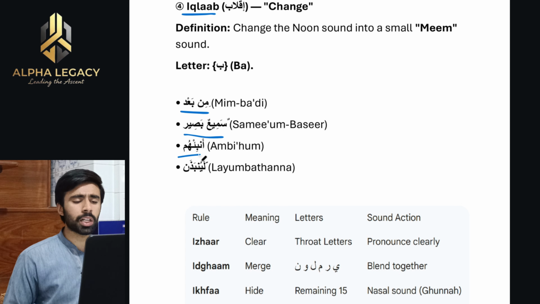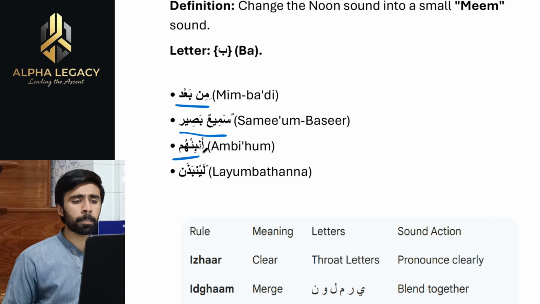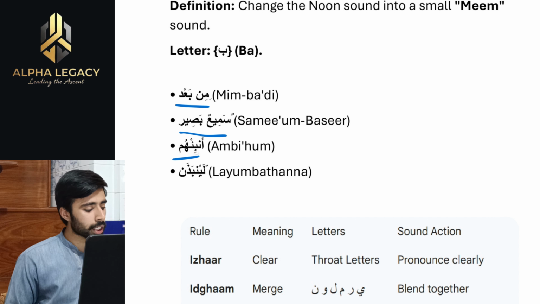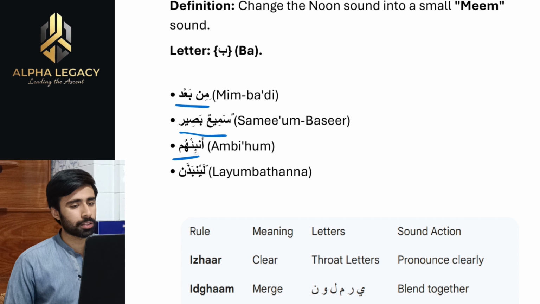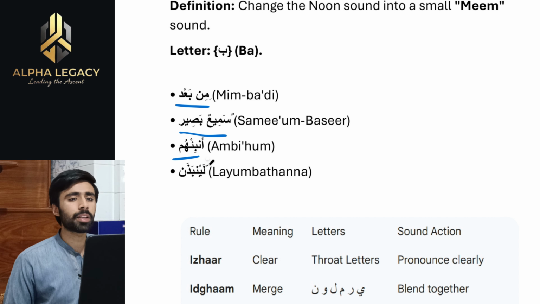So, the third example is Ambihum. Here the Mim sound is also pronounced very clearly because of the letter Ba. As we learned, when Noon Sakin or Tanween comes before the letter Ba, we have to change the Noon sound into the Mim sound.